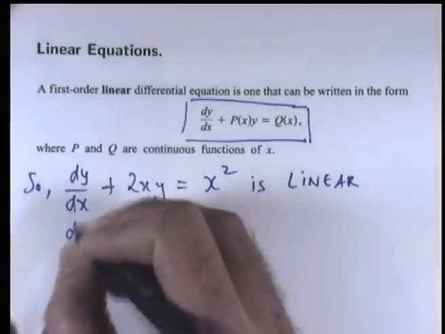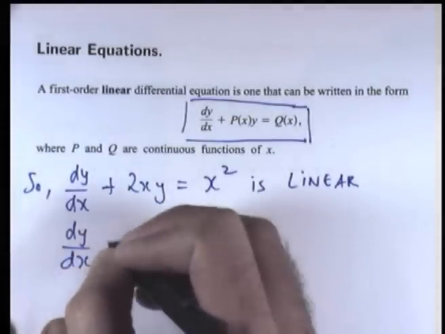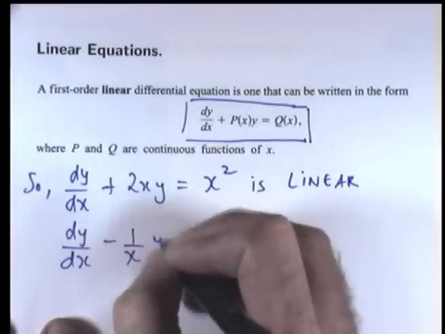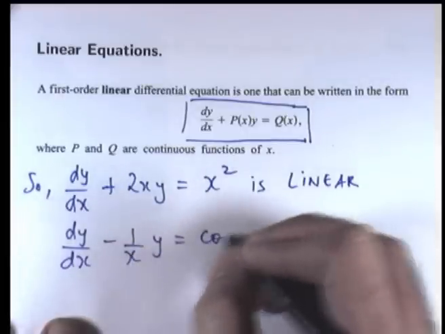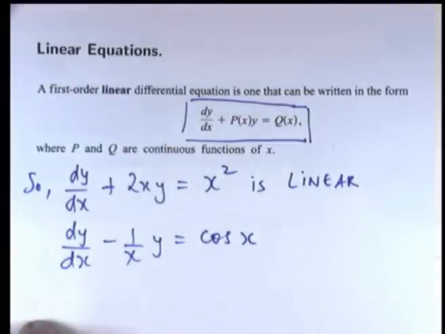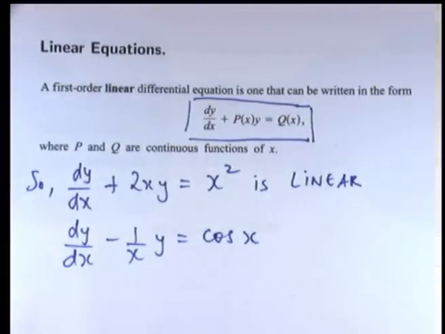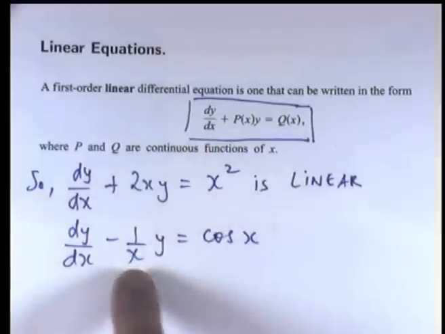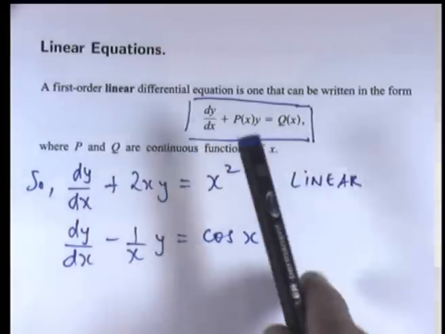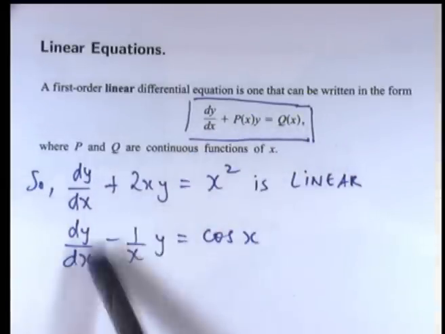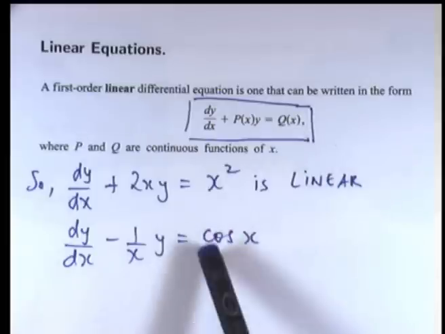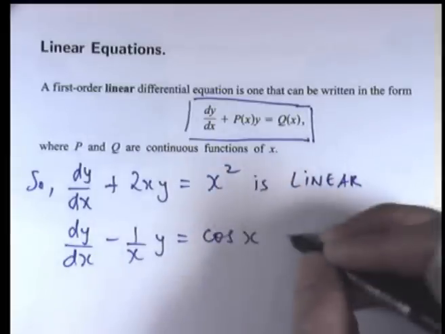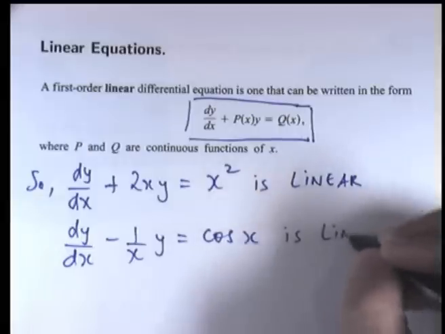Okay, let's look at another equation. dy/dx minus 1 on x times y equals cos x. So let's compare this with this, and we would see that p of x is minus 1 on x, and q of x would be cos x. Okay, so that's linear also.